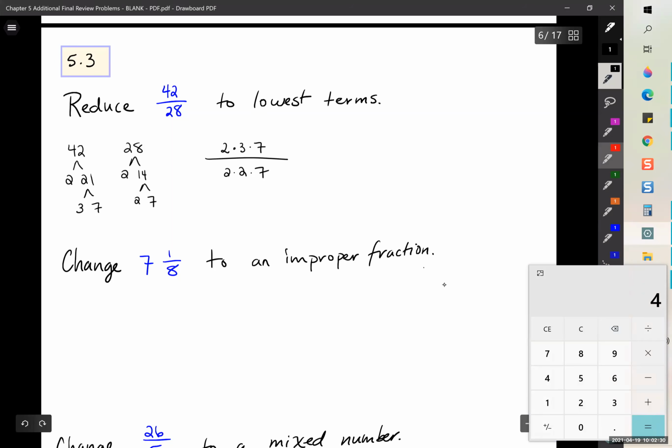So the 2 from above cancels with the 2 below. The 7 above cancels with the 7 below. And we should get 3 halves as our final value.